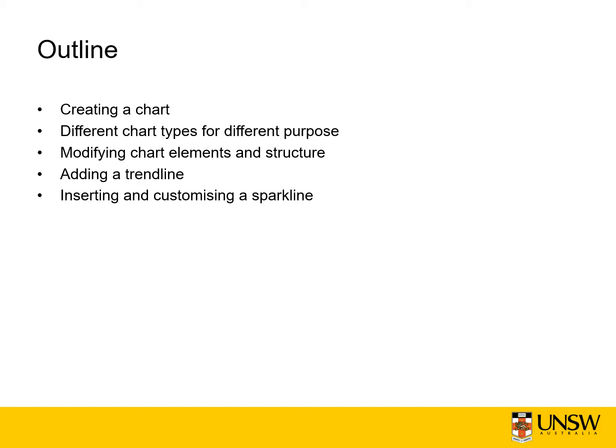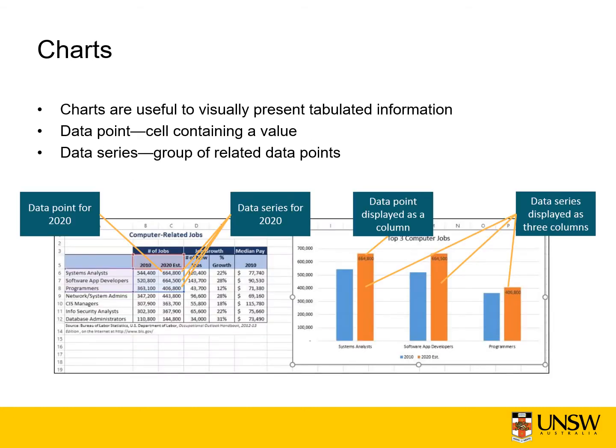In this lecture, we want to talk about how you can visualize your data with the use of different charts and sparklines. Also, you will learn different settings of the charts and how you can use trend lines to predict your data trend. Before learning how to draw a chart, you should learn two concepts: data point and data series. Data point is any cell that we want to visualize its value, and data series is a group of related data in different cells.